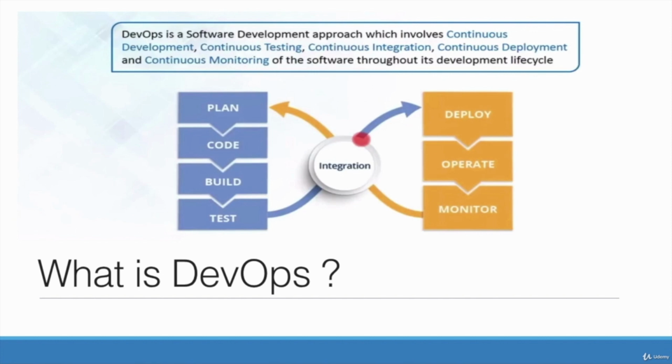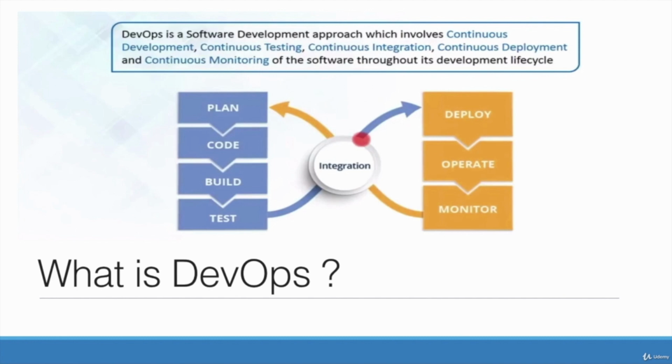So as we have already discussed, DevOps is not a technology. DevOps is not any programming language. So basically DevOps is a software development approach, right? Like the waterfall model, the agile model. DevOps is also a software development approach which involves continuous development, continuous testing, continuous integration, continuous deployment, and continuous monitoring of software throughout its development lifecycle.